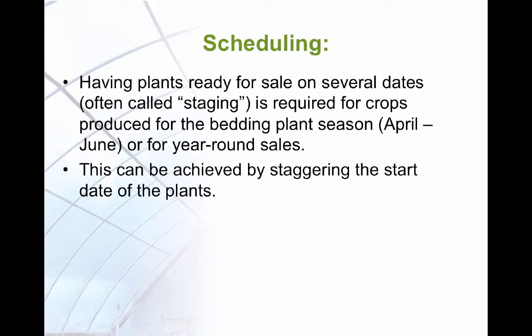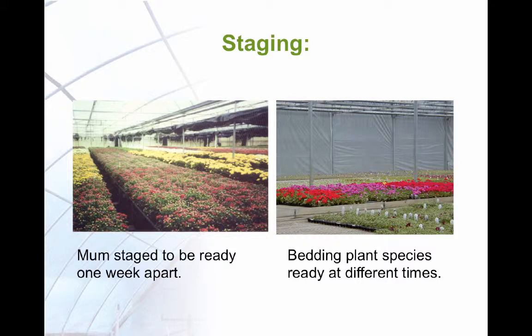Staging is the term used when having plants ready for several different dates. This is done by staggering the start date. On the left are mums ready to be sold about 1 week apart. On the right are bedding plants at several stages of readiness.